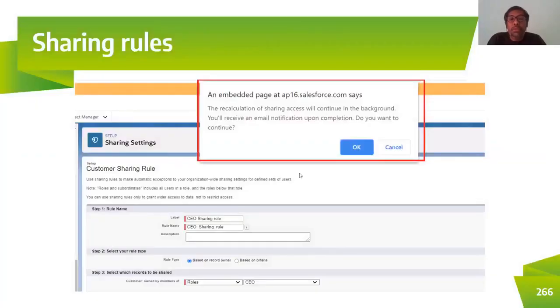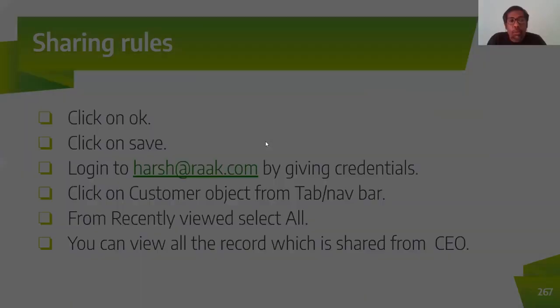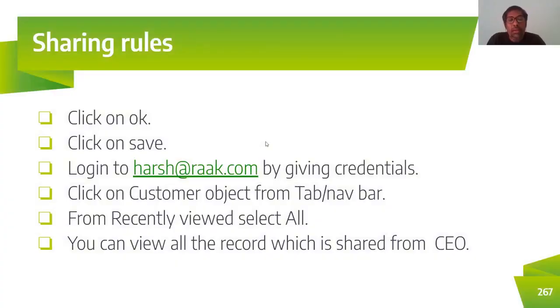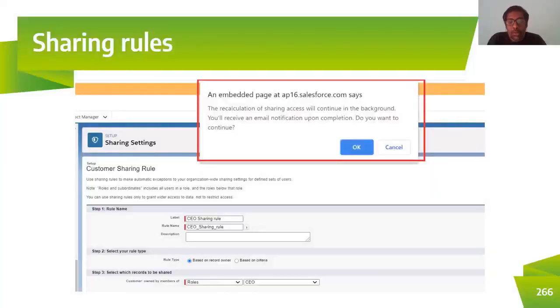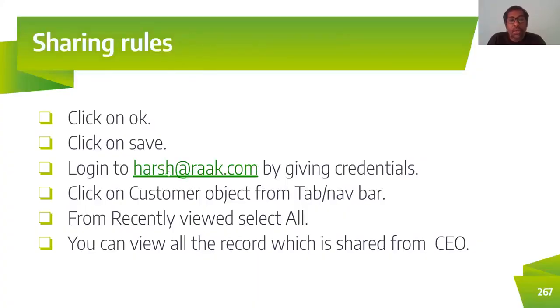Once you save, it says that recalculation of sharing will continue in the background, and you will receive an email notification upon completion. Do you want to continue? So in the background, the calculation of the sharing rule is happening, and once it is done, an email will be sent to your mail ID. You click on OK. Now the sharing rule has been done, and it has been shared to a particular user, for example here, harsh@track.com. So due to this user, right?